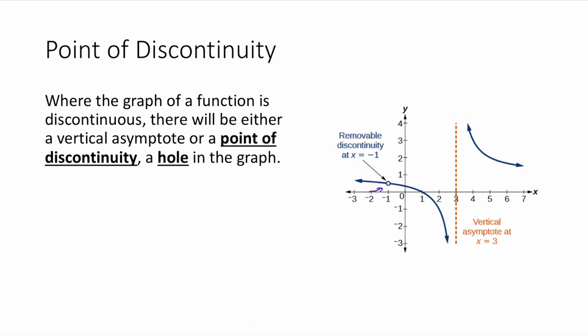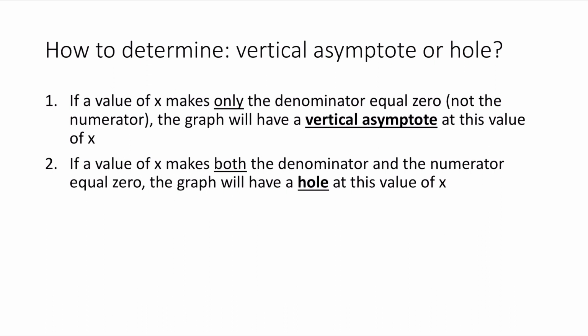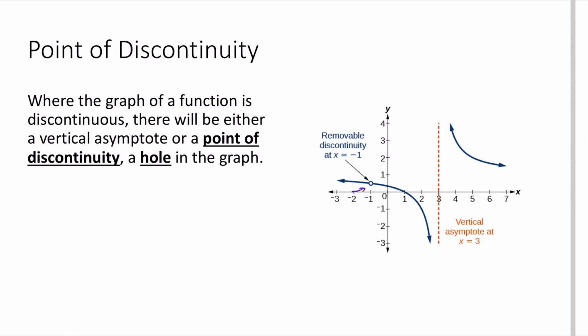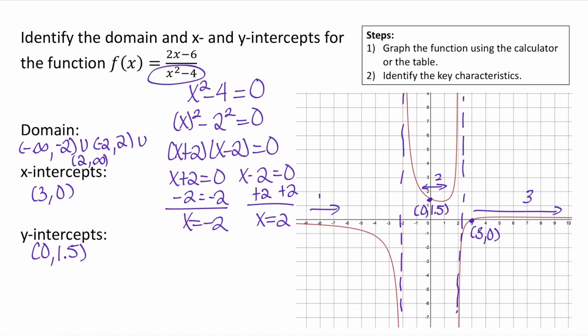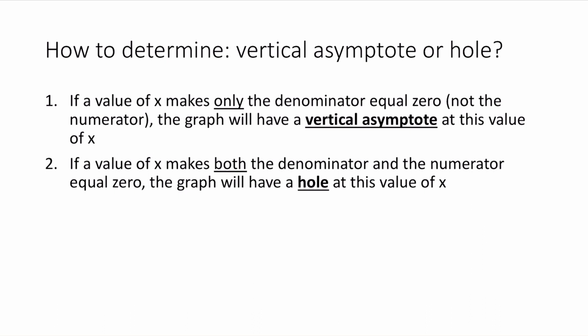So that's why it's called a removable discontinuity. So how do you determine if you have a vertical asymptote or a hole at a specific x value? If a value of x makes only the denominator equal to 0, like what we did here, we set the denominator equal to 0. So if it makes only the denominator equal to 0, then it's going to be a vertical asymptote. If it makes both the denominator and the numerator equal 0, the graph will have a hole.